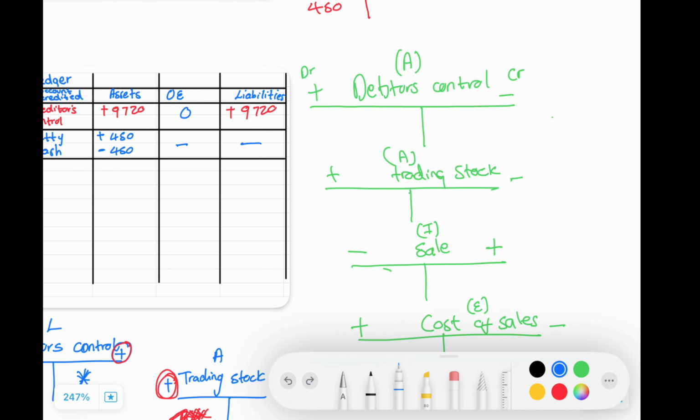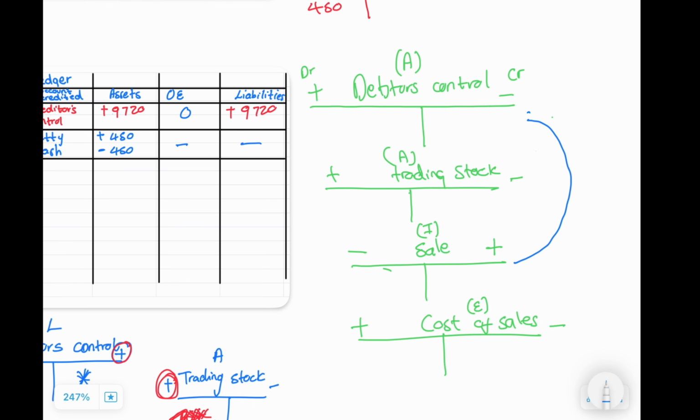Our debtors control account, remember, is the amount that is owed to us by the debtor, right? So the debtors control account will be affected by the sale amount, because that is the amount for which we sold the goods. And then the trading stock account will be affected by cost of sale, because when we record in the trading stock account, we record at cost price. I hope you understand. So let us just do it so that you can understand.